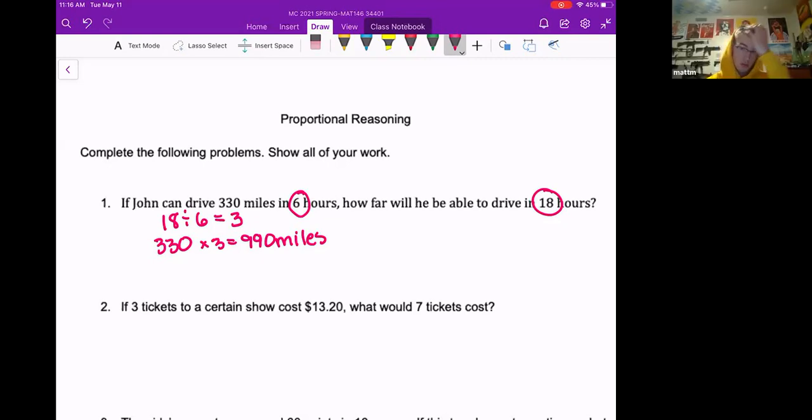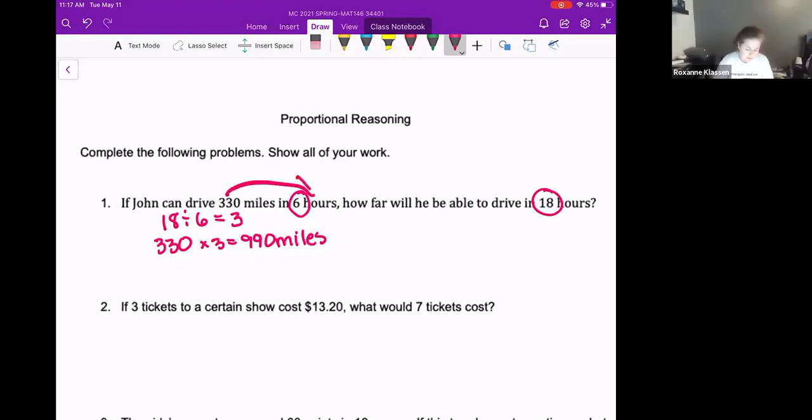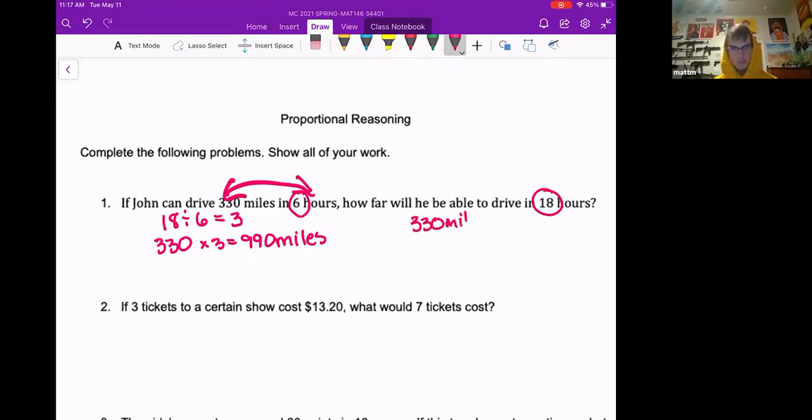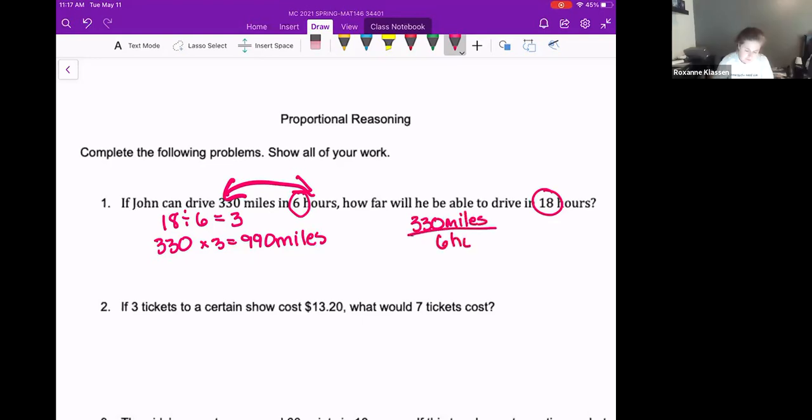Matt, what did you do? I found a distance calculator, and I found out that if you moved at 50 miles an hour, you get a distance of 990 miles. So basically, you found a speed here. So you did 330 miles divided by 6 hours, and it would be 50? That's what it said.